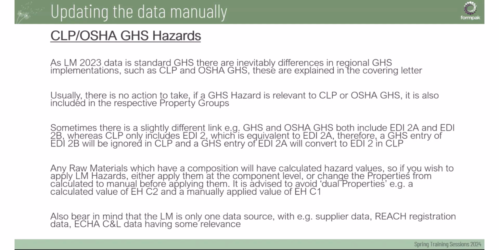The labelling manual doesn't know exactly what grade of raw materials your company might be purchasing. So it's all a little bit generic and best guess. So, if you have supplier data to suggest that your classification is different from the labelling manual, it's perfectly reasonable to use that too.